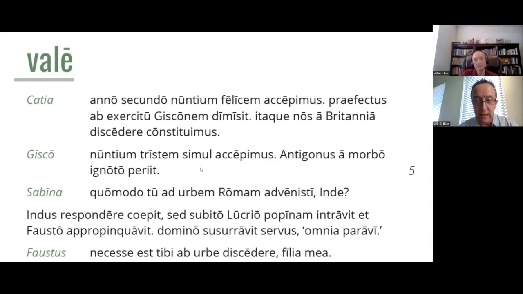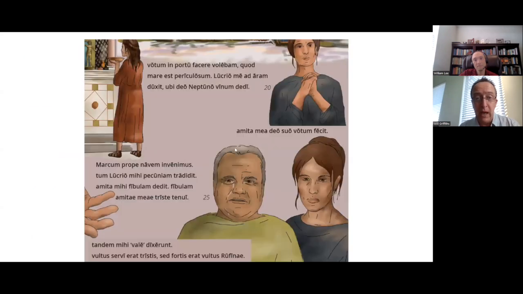Lucrio comes in and says towards the bottom there, omnia paravi, I've organized everything. And Faustus turns to his daughter and says, you need to go. It's too dangerous for you. You've got to get out. So away you go. And we see they head down to Ostia.